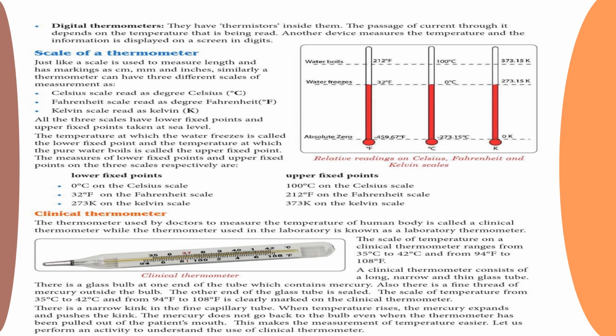All the 3 scales have a lower fixed point and an upper fixed point taken at sea level. So in the given diagram, the lower fixed point is 0 degrees Celsius on the Celsius scale, and the upper fixed point is 100 degrees Celsius on the Celsius scale, and 32 degrees Fahrenheit on the Fahrenheit scale, while it is 212 degrees Fahrenheit on the Fahrenheit scale. Then the next: 273 Kelvin on the Kelvin scale, while 373 Kelvin on the Kelvin scale.